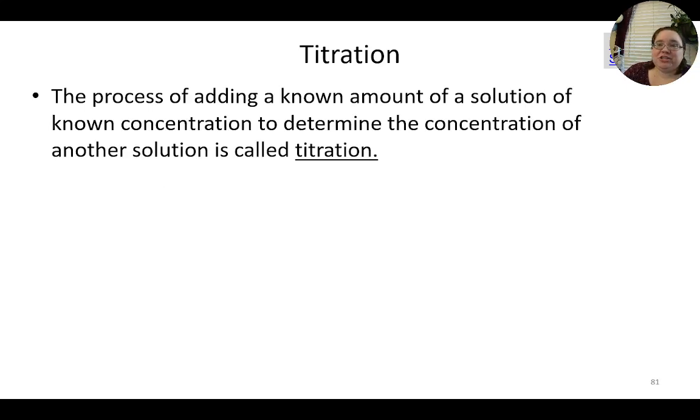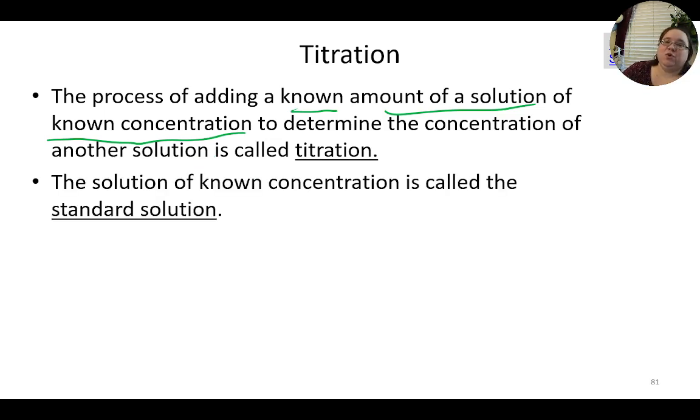So titration is the process of adding a known amount of a known concentration. So I've got something that I know its volume and its concentration, and we use that to determine the concentration of another solution. That process is called titration. Your known solution is sometimes called the standard solution. It also might be called the stock solution, but it's the thing that I actually know its concentration of.